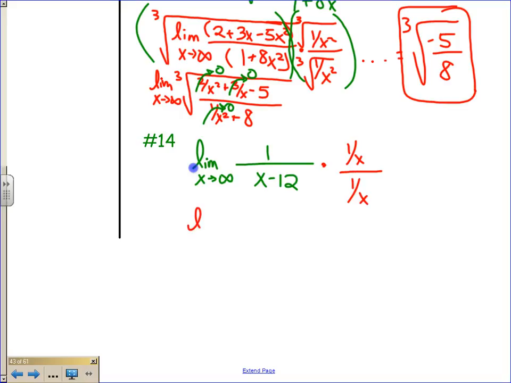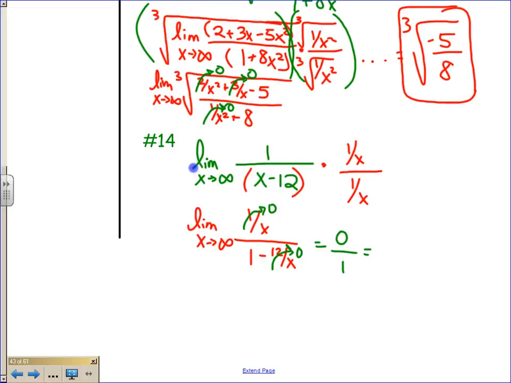What ends up happening? 0. 1 over x. Remember, I have to distribute, right? So x. Hold on, pause. Does the math make sense? Yeah. So 1 times 1 over x. Distribute x over x. 1 over x. Who's going to 0? That one and that one.